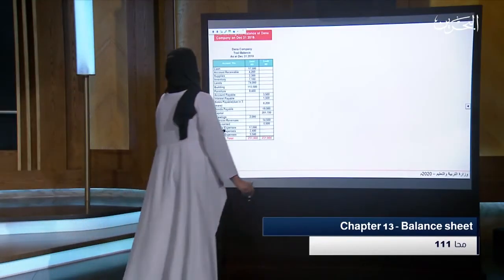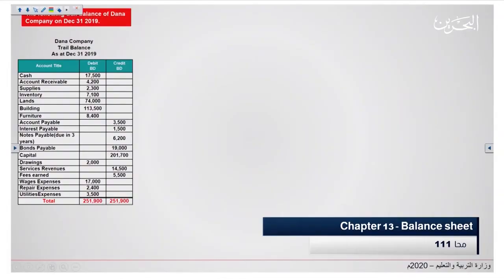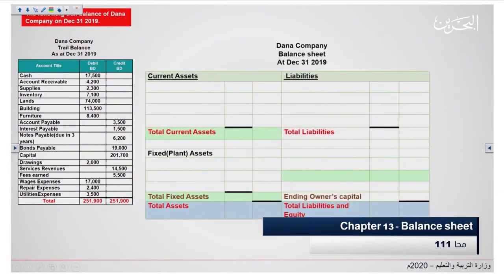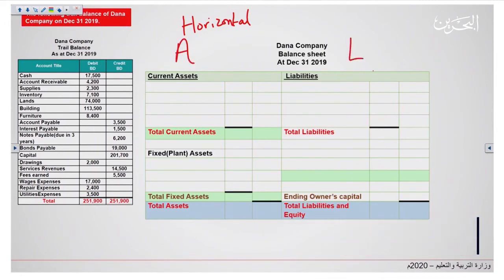Now let's complete our activity and start to prepare the balance sheet. Here we have the same trial balance of Dana Company. As you can see, we have the balance sheet in the format of a horizontal balance sheet because we have to start here with the assets, and at this side I will list the liabilities and owner's equity. I want to make sure that this formula is balanced.